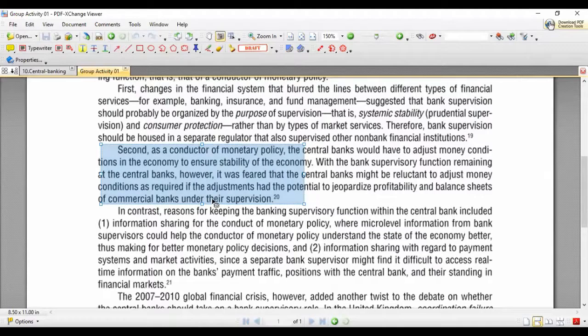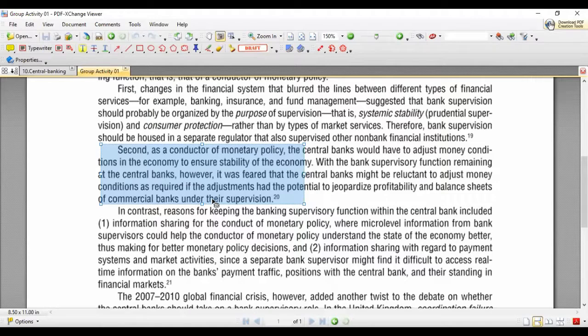There they say, now the central bank, if they conduct the supervisory function, if they have control over the supervisory function, they have a proper understanding of the commercial bank's asset base. So they know whether the bank is going to fail in the coming few months, or if there is a liquidity problem with the bank, if there is a solvency threat for that particular bank. All this inside data is available to the central bank if they supervise the commercial banks, right?